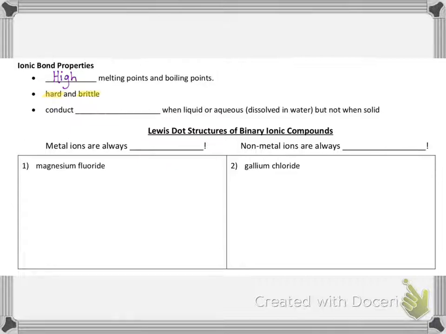Now, it is important to recognize that if you have a liquid or molten salt, or if you have an aqueous salt, an ionic compound dissolved in water, it will conduct electricity, acting as an electrolyte. This is because the charges are mobile and able to carry a current. However, solid ionic compounds cannot conduct currents because their charges are fixed in place.